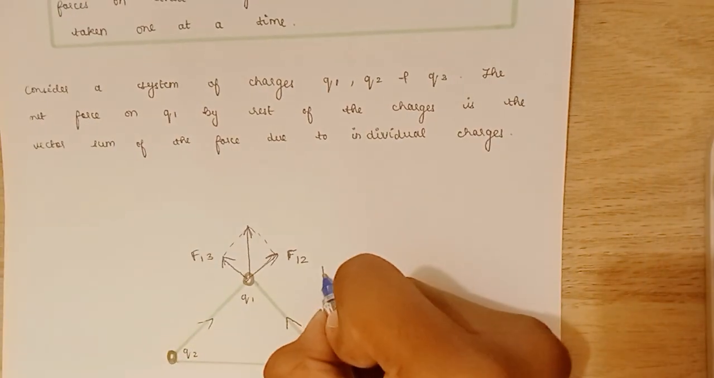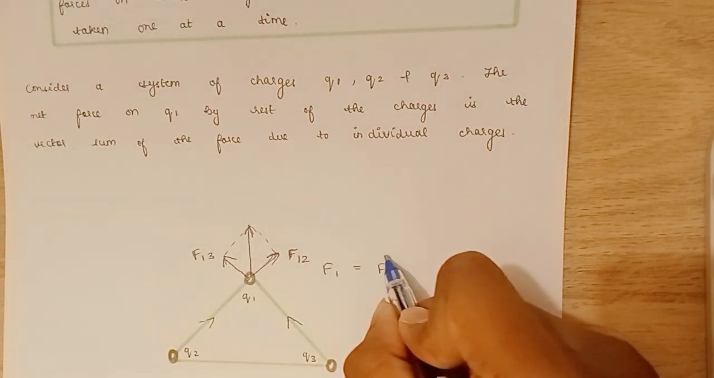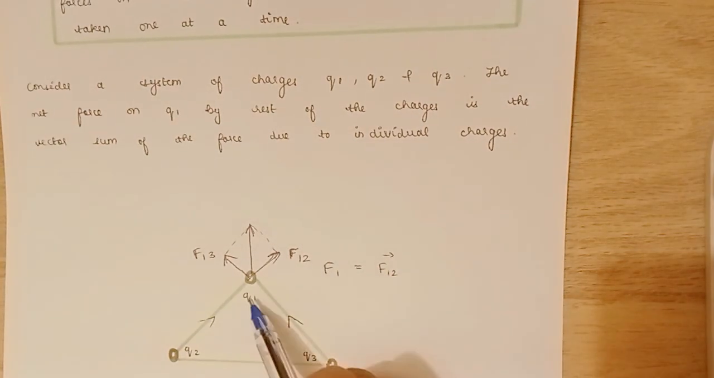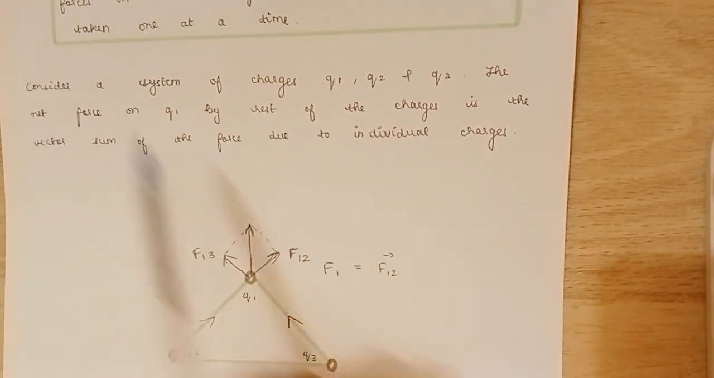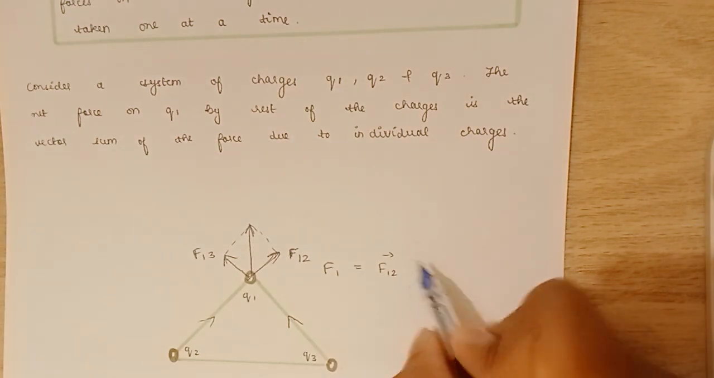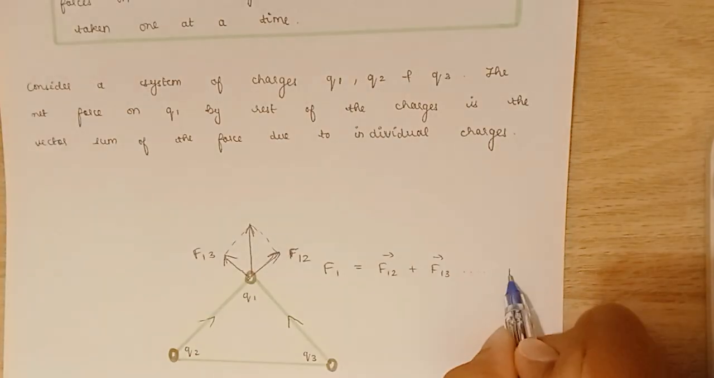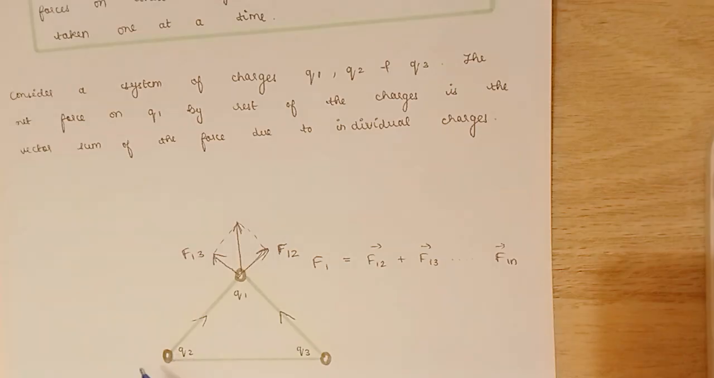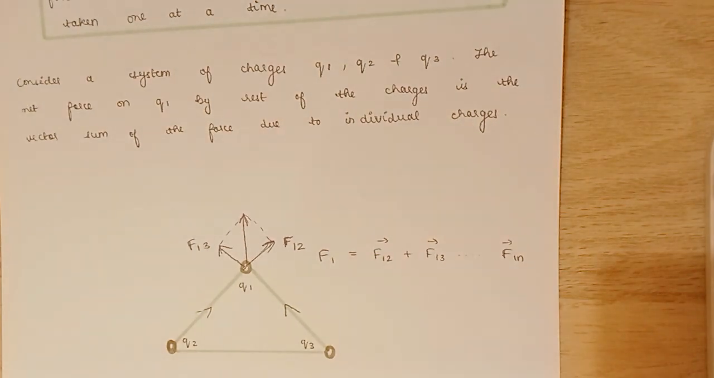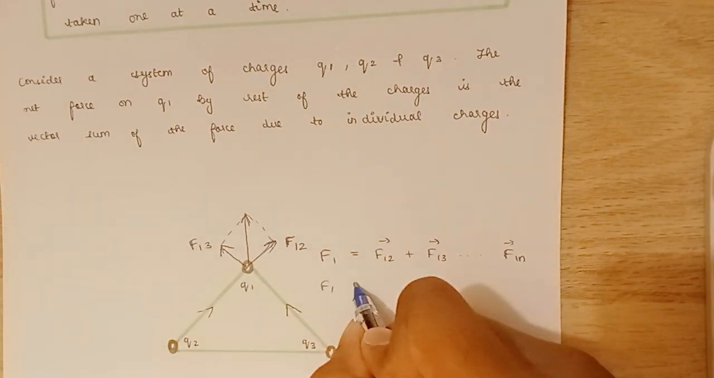So we can write F1 is equal to F12, that is the force on 1. So we are going to find the net force on Q1. This is what we have to find. So force on 1 is equal to F12 plus F13 etc. up to F1n, where n is any number of charges. So we consider a triangle. If there are many charges, we use this equation F1n. Now we can also write F1 is equal to.